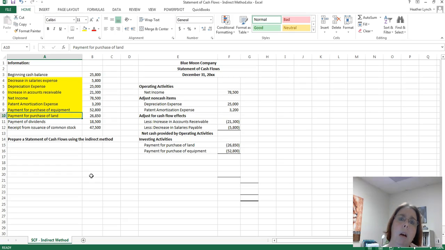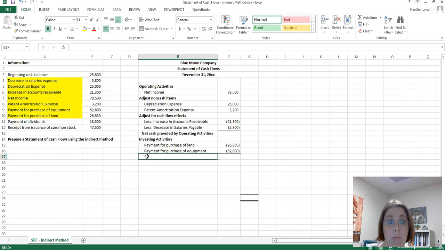Okay, if we are paying dividends, remember, in order for a company to grow, we have shareholders help finance our company. And then receipt from issue of common stock. They also help finance. Okay, anybody that gives us money is helping us finance and also grow our company. So we don't have anything else in the investing activities.